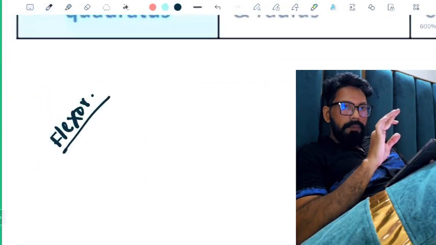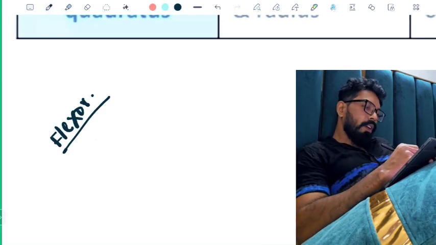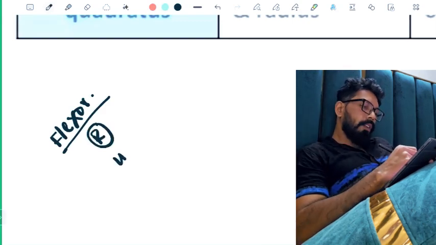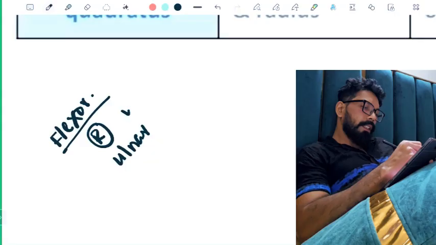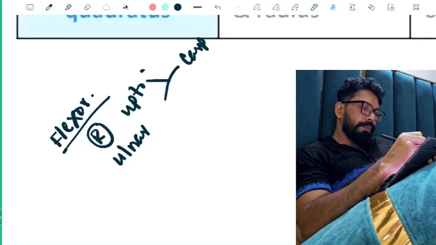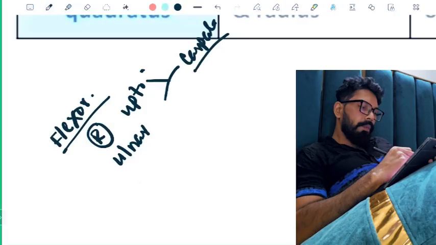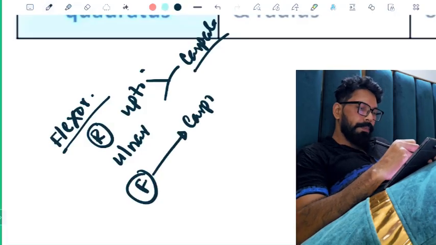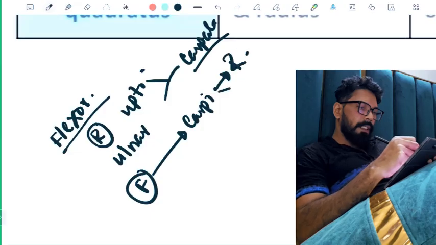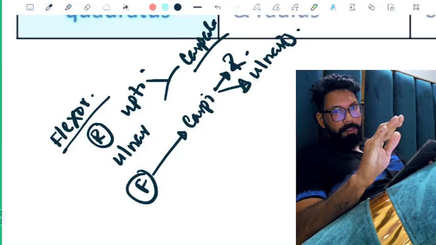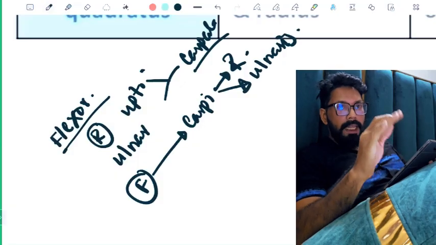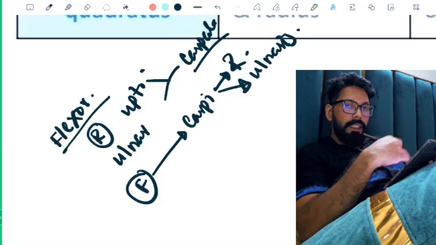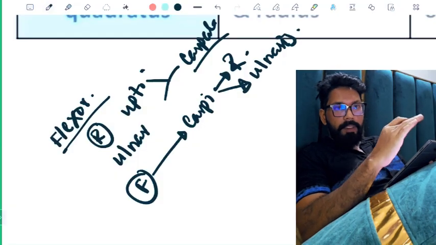Flexor, one on the radial side, one on the ulnar side, up to the carpal bone. So it's named flexor carpi radialis, flexor carpi ulnaris. You don't need superficial deep. All you need to know is the name. They don't ask. Later on, you can just divide it into superficial and deep.